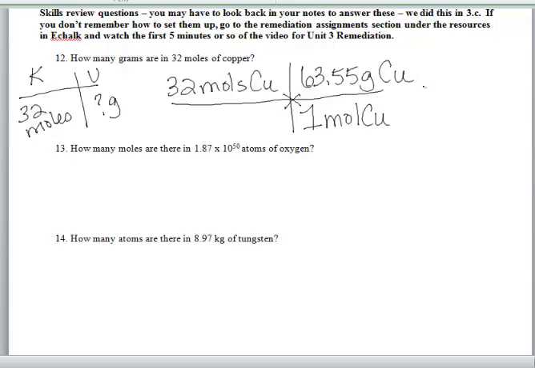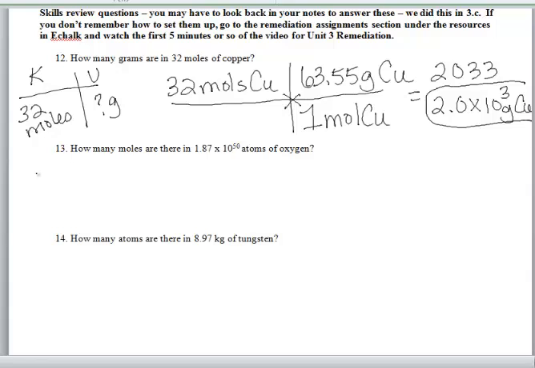So now, since these two numbers are on the top, we're going to multiply them. We're going to have two significant figures because of our data, and our calculator gives us 2033, and the only way to get that to two significant figures is to write it as 2.0 times 10 to the third, and it's grams of copper. Okay, and that's the answer to the first one.